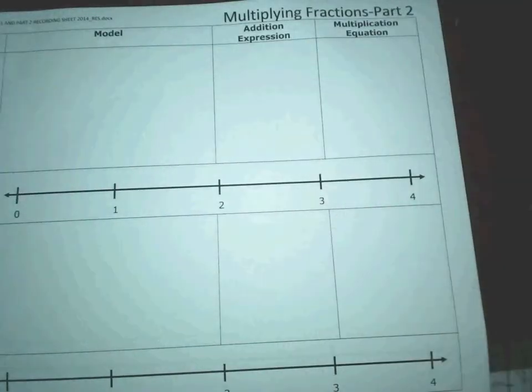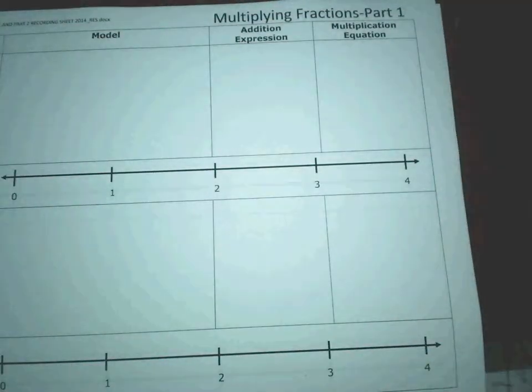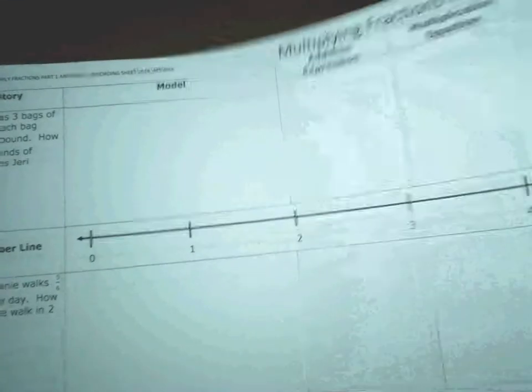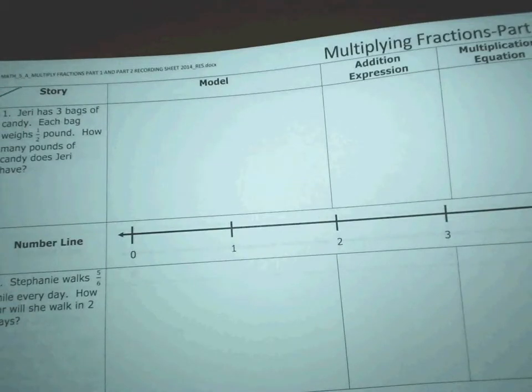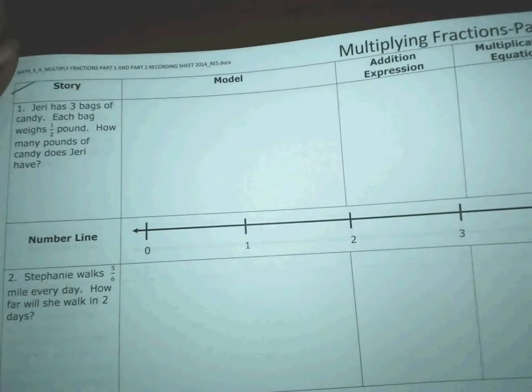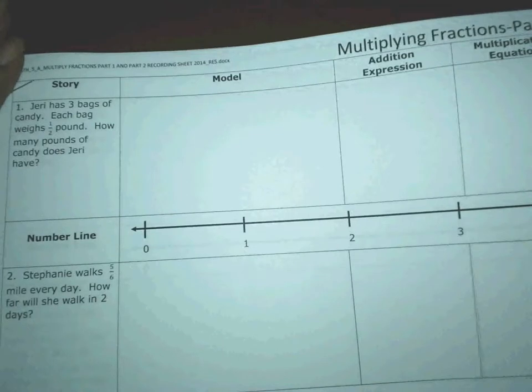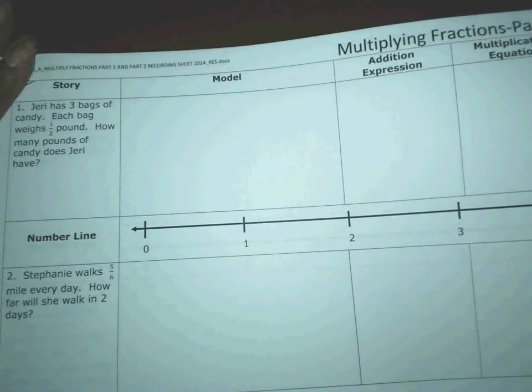All right, look at the problem that you have in front of you. It says Jerry has 3 bags of candy. Each bag weighs a half a pound. How many pounds of candy does Jerry have? So I need you to draw a model for me of what you think this problem represents. Okay? Draw your model.